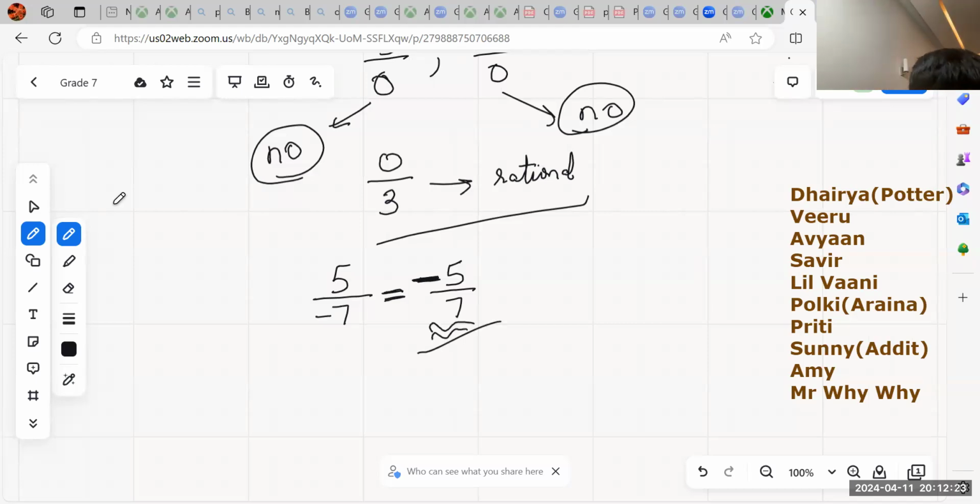Okay. So why are your classes written in Roman numbers, not in normal numbers? Sir, because it's a system and we are a part of the system.